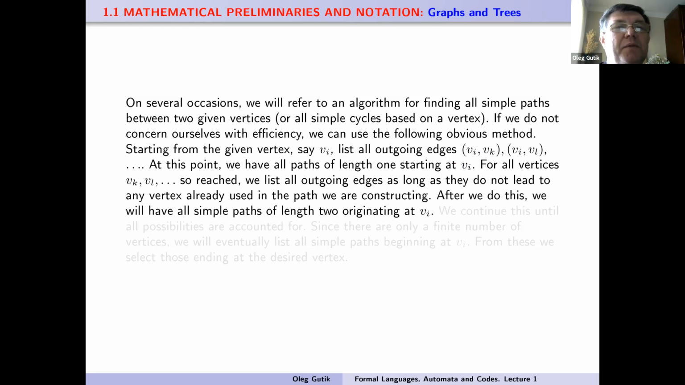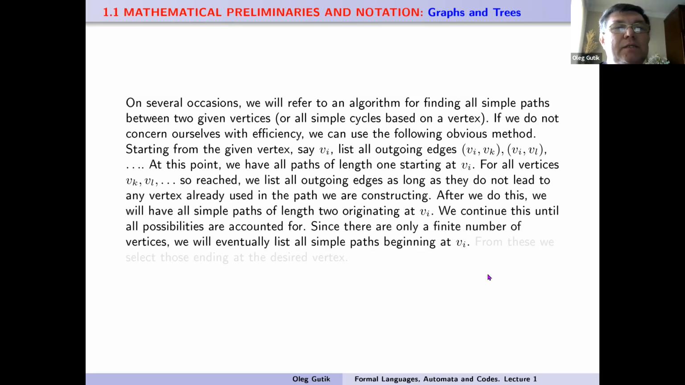After we do this, we shall have all simple paths of length 2 originating at the vertex vi. We continue this until all possibilities are accounted for. Since there are only a finite number of vertices, we shall eventually have a list of all simple paths beginning at the vertex vi. From this, we select those ending at the desired vertex.